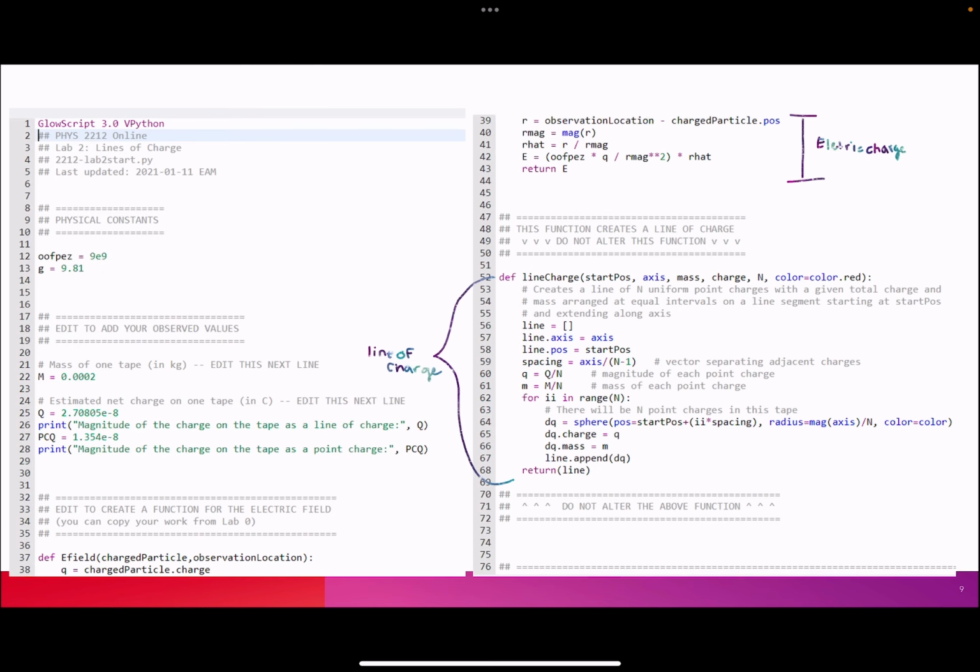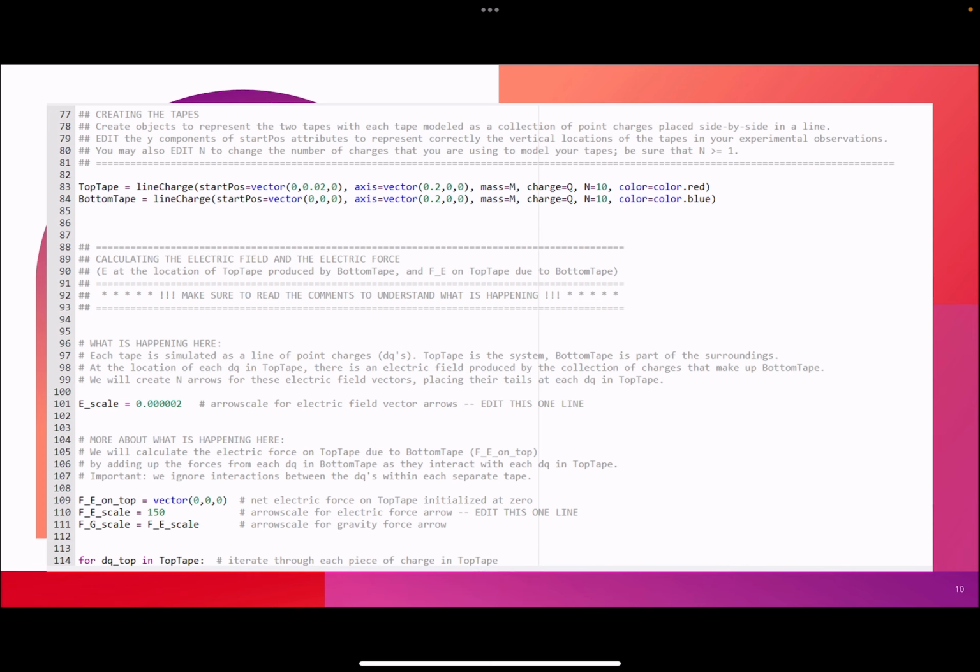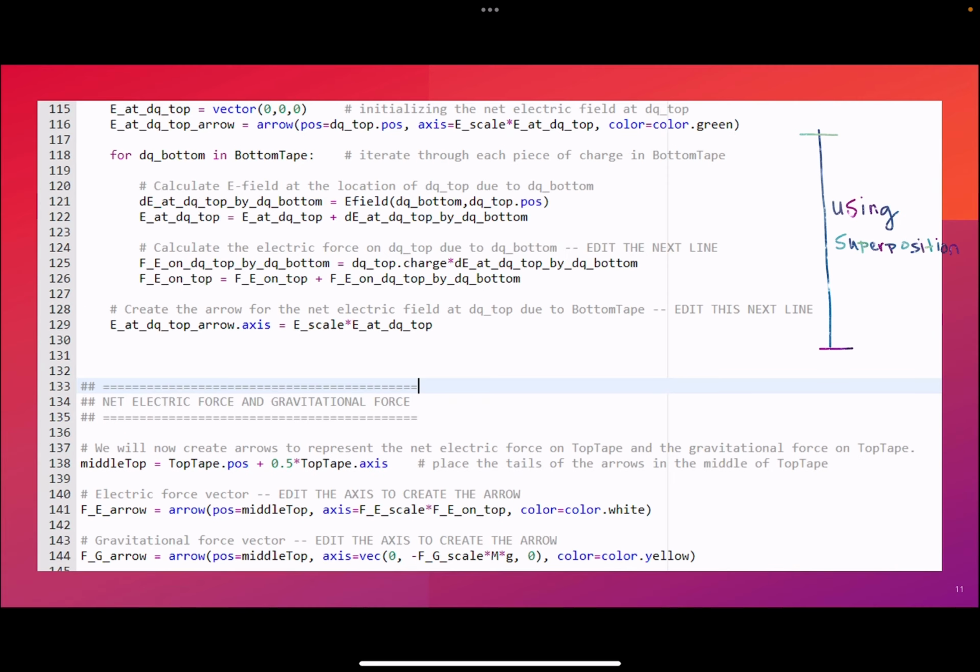So this is the coding we used. This is all data obtained in the lab. This is coding to get our electric charge, which was the white line. This was for the line of charge, the computational model for the line of charge. And then we get these vectors, so like the positions of tape A and tape B. And this part is very important, it's practically all of our electric fields using superposition.